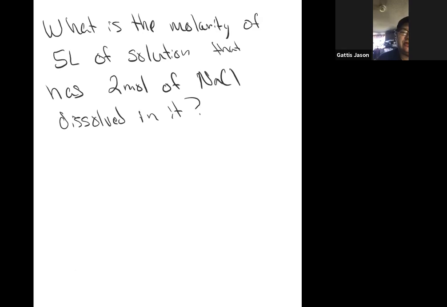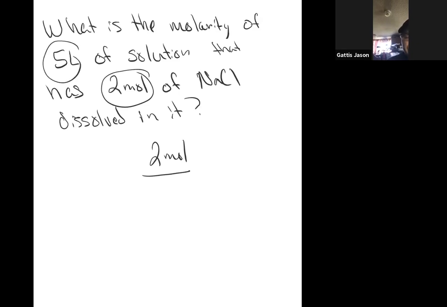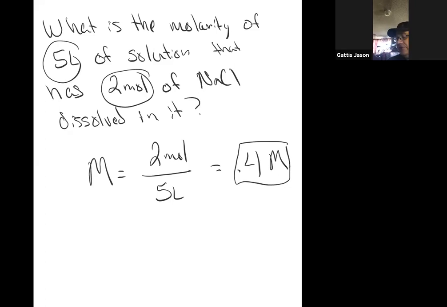Okay, what is the molarity of 5 liters of solution that has 2 moles of NaCl dissolved in it? The 2 moles of NaCl is my solute. It's divided by the 5 liters of solution. So M is equal to 2 over 5. So that's going to be equal to 0.4 molar. And that's your answer. Not that hard, it's just division. All right, there's some curveballs that we could throw at you. Let's do another one.